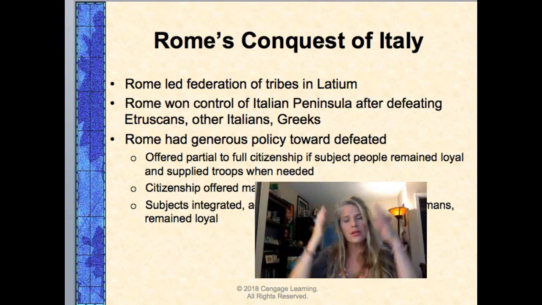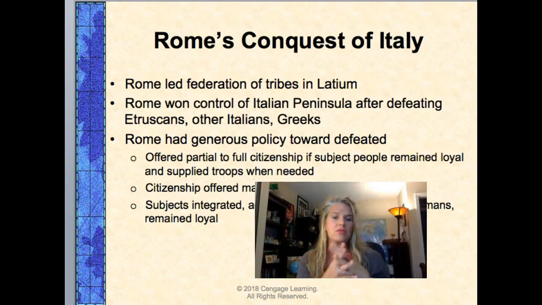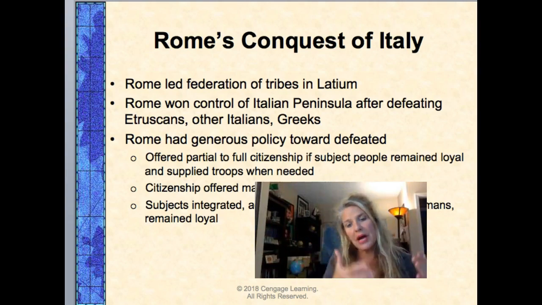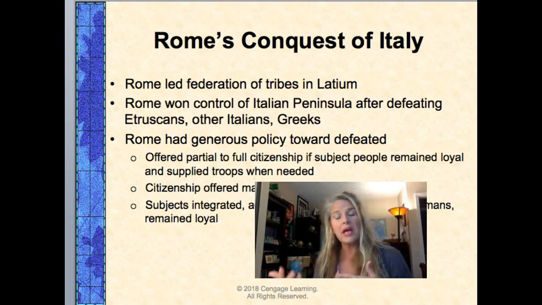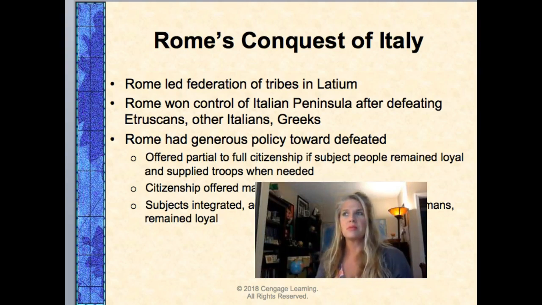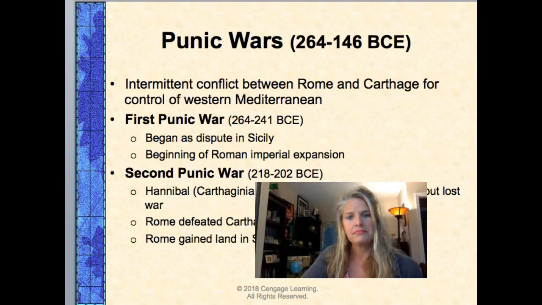And maybe later on you'll notice, even in the biblical sense, because we're going to talk more about Christianity in Rome next week, but Paul, the Apostle Paul in the Bible, was a citizen of Rome and therefore had to have a fair trial. There were different protections if you were a citizen, and sometimes you paid to be a citizen. Sometimes you did different things so that you could be, because there were so many extra things to take care of you. Subjects integrated, adopted Latin, intermarried with Romans, and remained loyal.